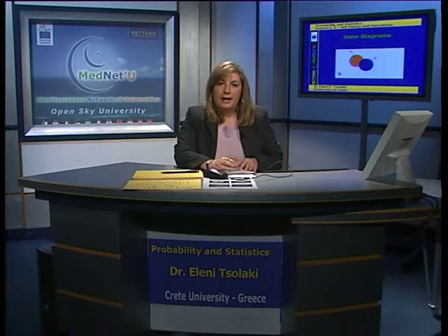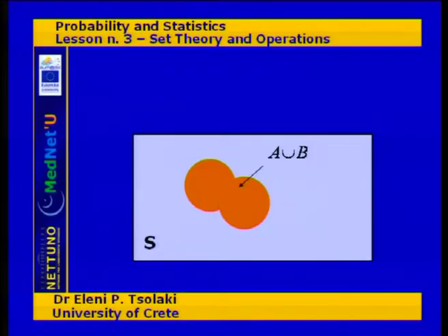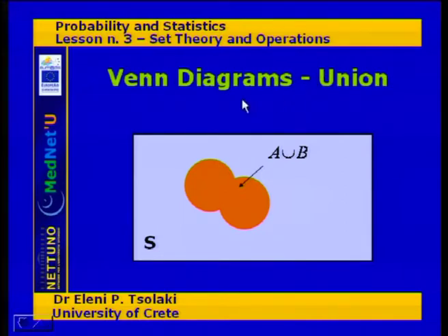Let's go back to our Venn diagrams and see some operations now. First of all, we see the union. We have the union of event A, the first disk, with event B, the second disk. So the union of these two events is denoted like here and would be the combined area of these disks.